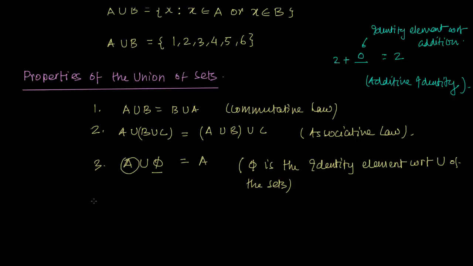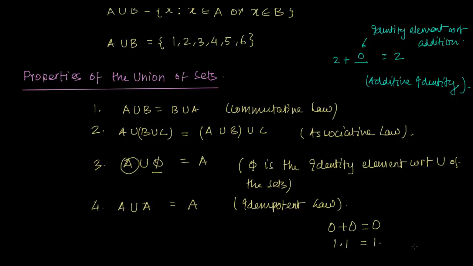Now, what happens if A unions with A? We take A union A. It gives you A itself. No? It gives you A itself. This is called idempotent law. Something that operates on itself and gives you the same, that is called an idempotent element, right? So 0 plus 0 giving you 0, so 0 is idempotent, right? 1 into 1 giving you 1 is idempotence, right? So in a similar manner, A union A gives you A, so that is idempotent law.